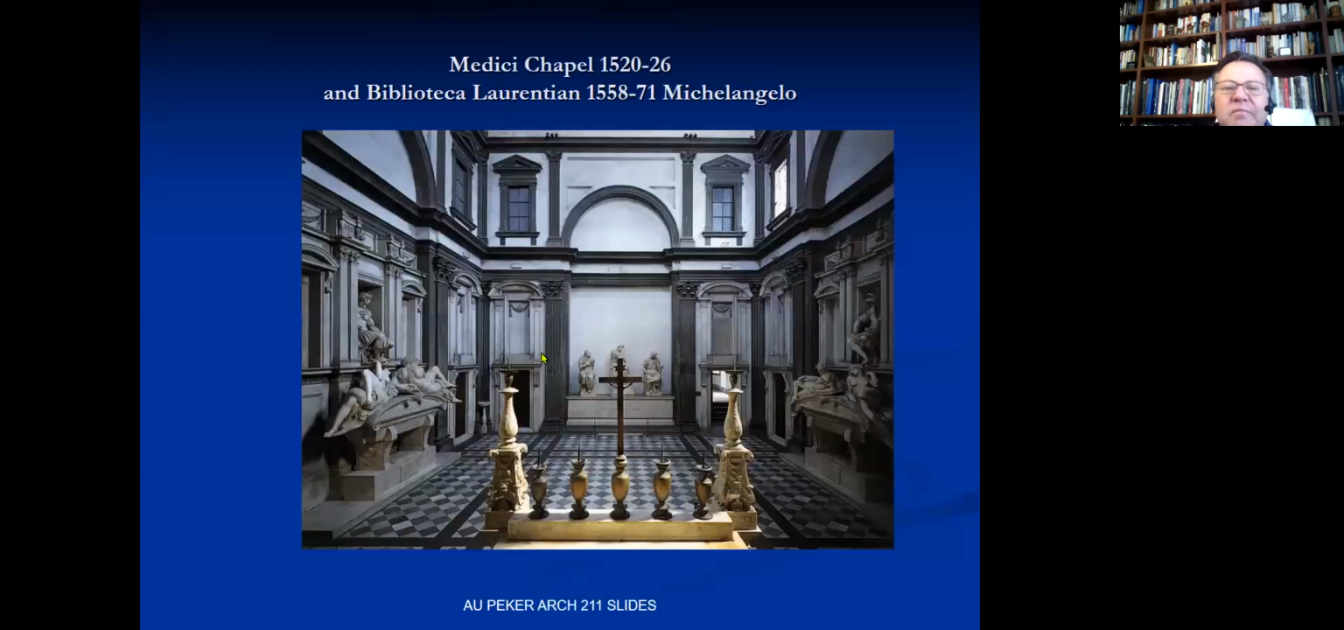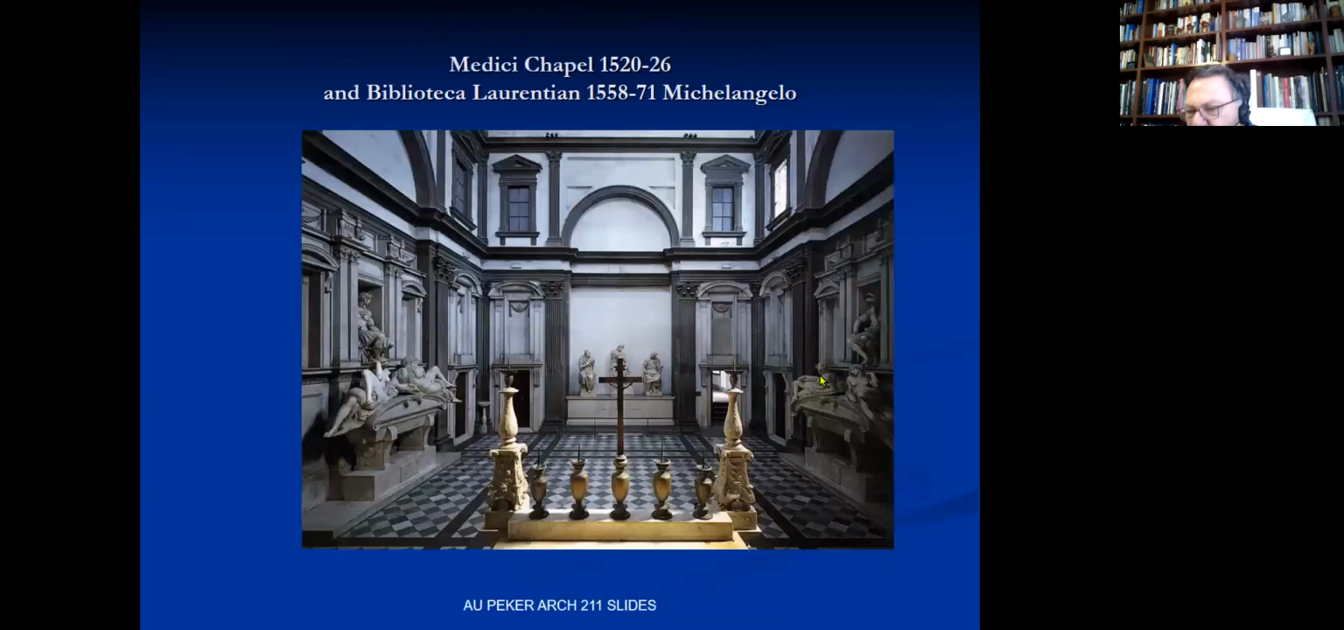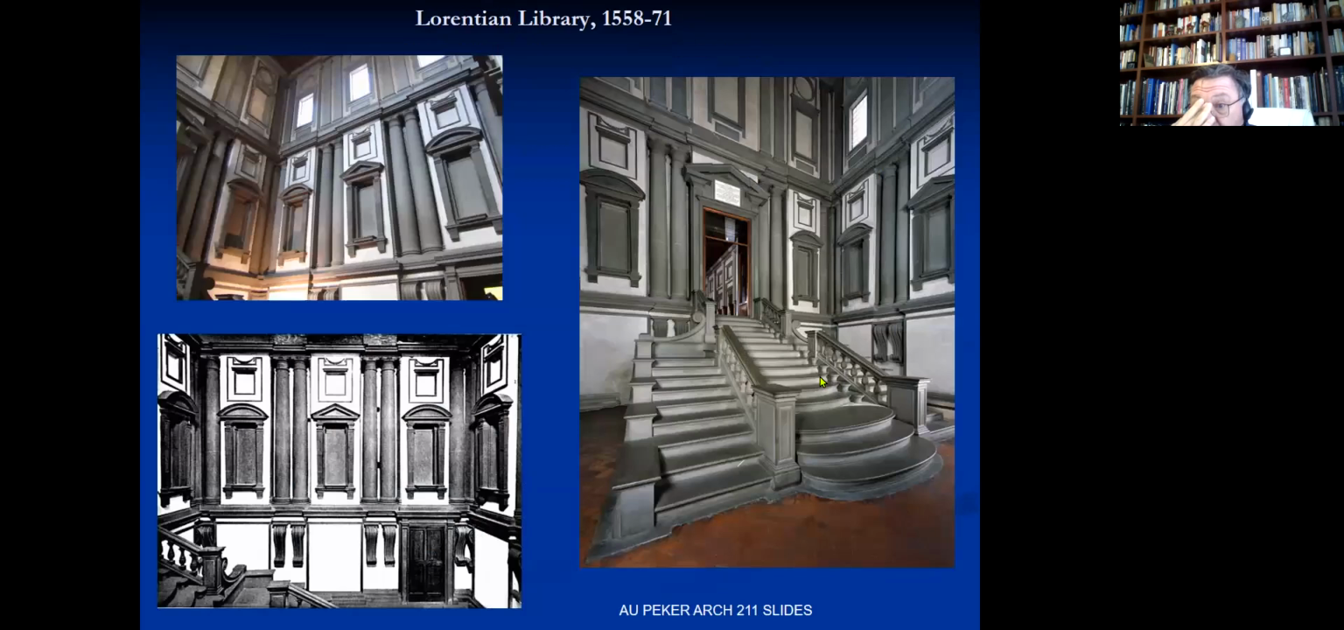This is the library here. You pass this vestibule to reach the library. You go up the steps of the staircase and reach this gate. It's so simple, and it shouldn't necessarily be decorated as such. But this task was given to Michelangelo, and he experimented with the grand Renaissance idea. What is that idea? Of a dominating element. In the church, it is the dome. Here, it is the staircase.